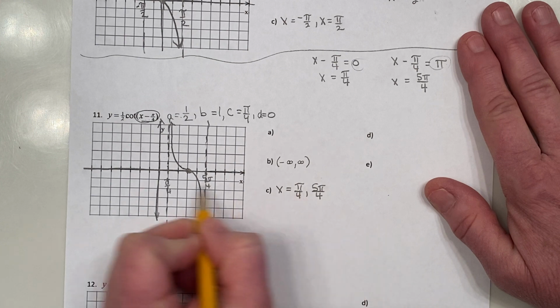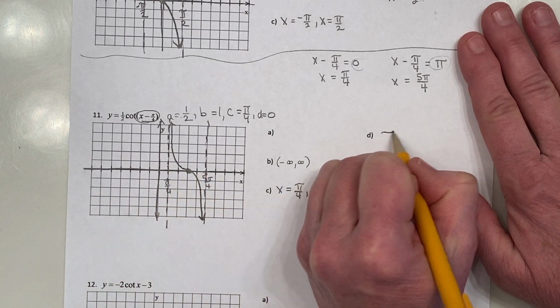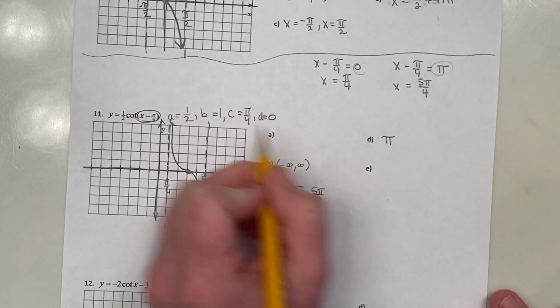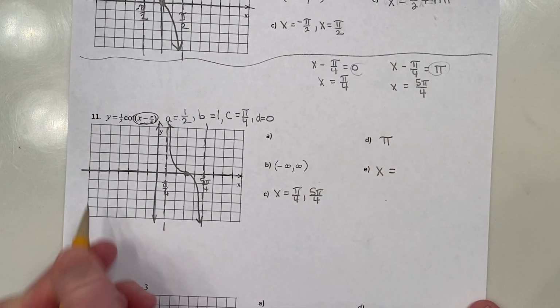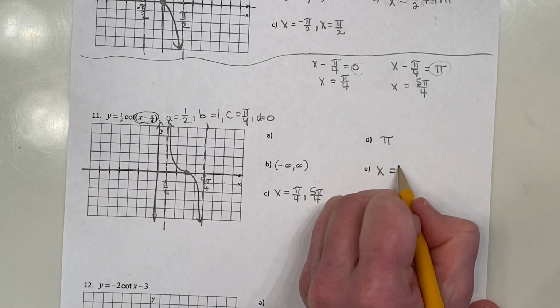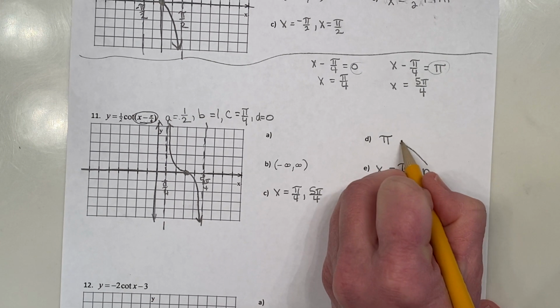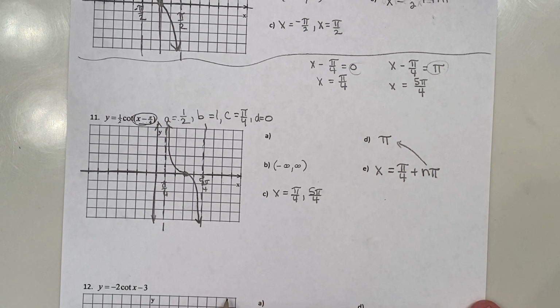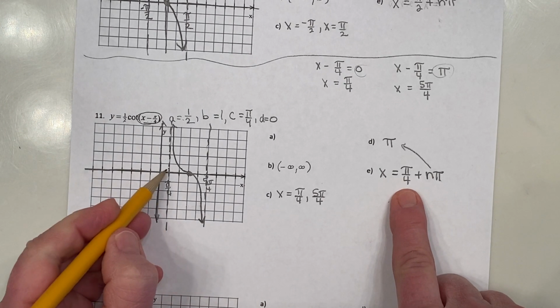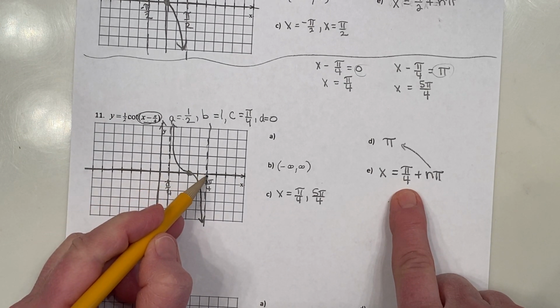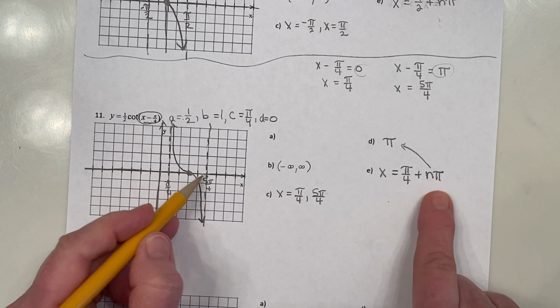The difference here is 4 pi over 4 or just pi. Yep, pi over b is 1. I will choose pi over 4 and then add an integer multiple of the period. So if I start at pi over 4, the next vertical asymptote is going to be a pi over, which is correct.